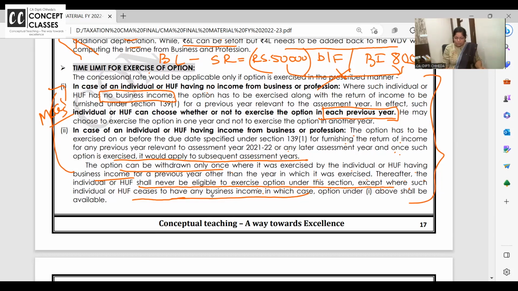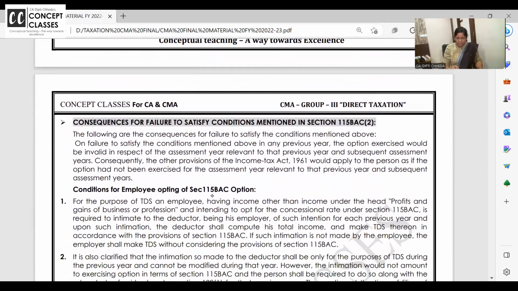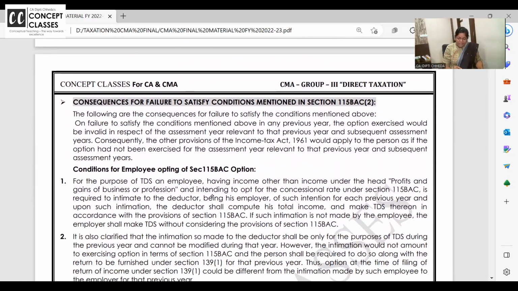So, now is it clear to you? Yes. Right. Now, consequences for failure to satisfy the condition. This is the simplest one. As we have seen, when you are going for the new tax regime, you should not take HRA, you should not take standard deduction, you should not take additional depreciation. Not this, not that. And you need to satisfy certain conditions. So if you don't satisfy the conditions, then automatically you are out of the new tax regime, and you have to file the return as if you are following the old tax regime.